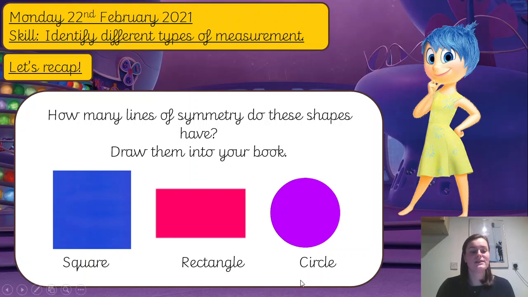Okay, so hopefully in your square you had one down this way, one across, and then the diagonals, so you had 4 lines of symmetry on your square. On your rectangle you would have had one across and one down, so that's 2 lines of symmetry, and your circle could have 365 lines of symmetry, couldn't it? So amazing if you found all of them, but anything that folded in half to make it exactly the same on both sides would have been a line of symmetry, so well done.